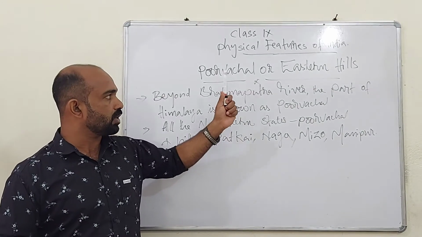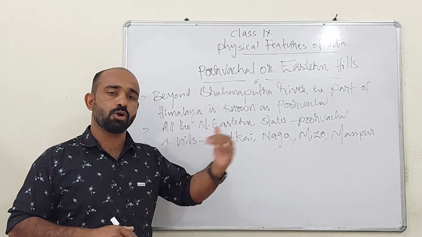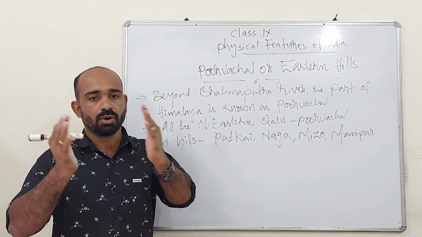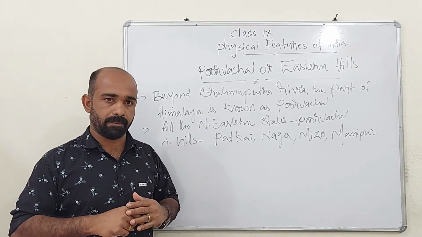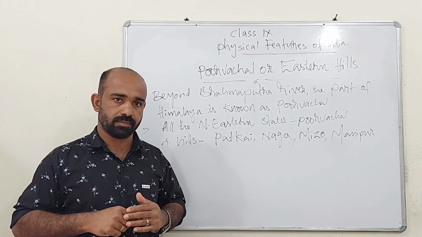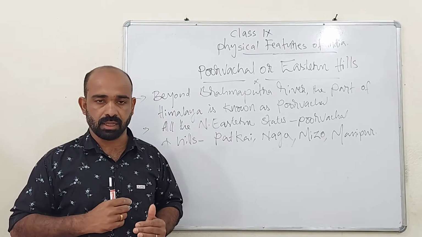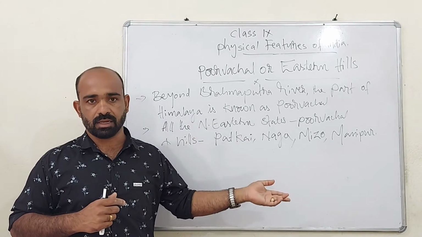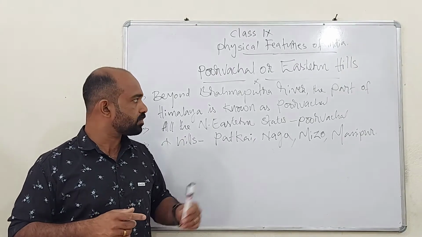So, Purvachal or Eastern Hills. Beyond the Brahmaputra river there is the Dihang Gorge. Beyond the Dihang Gorge, all the areas of the Himalaya are known as Purvachal. All the northeastern states are included in Purvachal. In Purvachal, there are mainly four hills: Patkai Hills, Naga Hills, Mizo Hills and Manipur Hills.